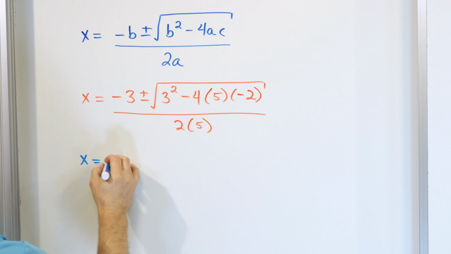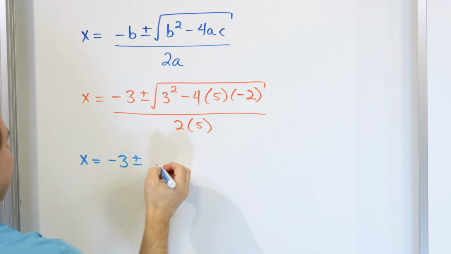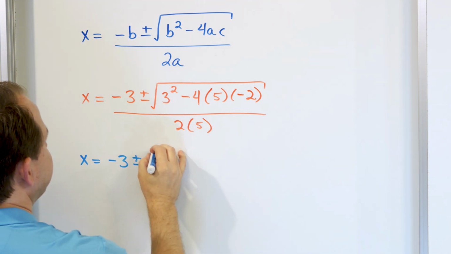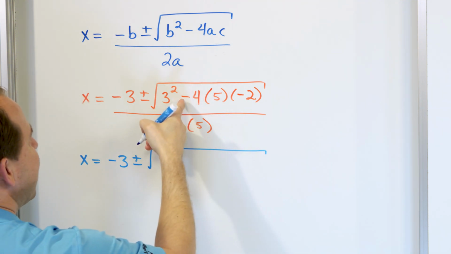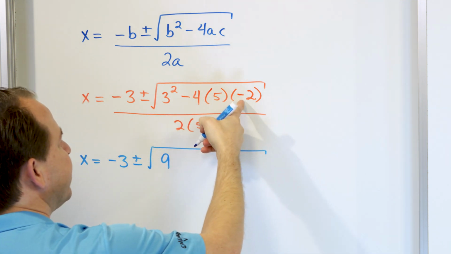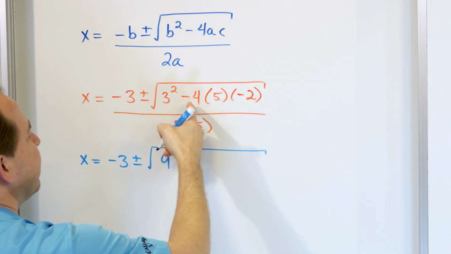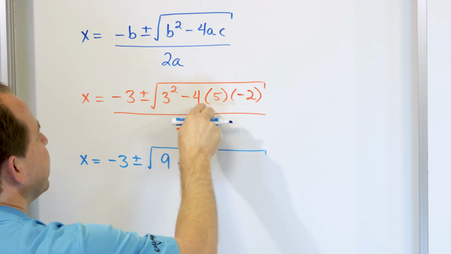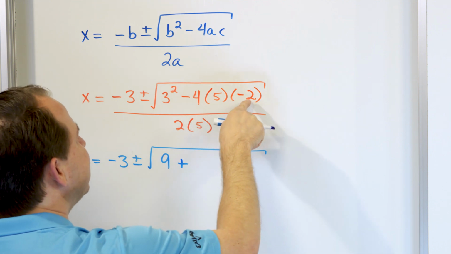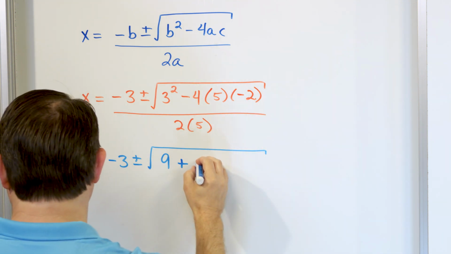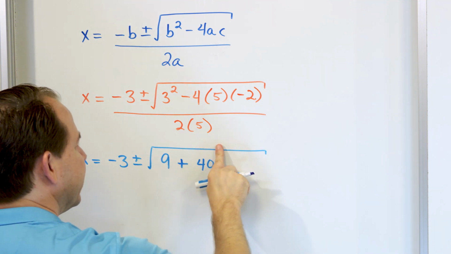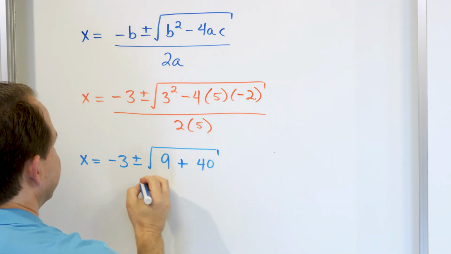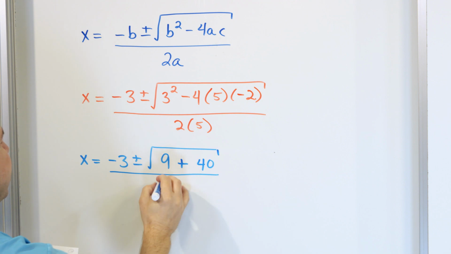So we have here negative 3 plus or minus. And on the inside here, we're going to have this big radical that's going to live here. It's going to be 9. 3 times 3 is 9. And then we have a minus sign, but it's multiplied by another minus. So what's going to happen is these two minuses are going to make a plus. And then 4 times 5 is 20. And 20 times 2 is 40. So it should be positive 40, because negative times negative is positive. Notice that square root that I wrote is entirely too long now, so we can truncate it there. And on the bottom, we have a 10.